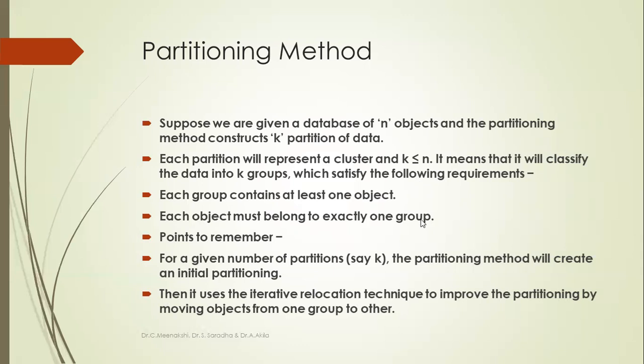And it is going to be given the number of partitions, say k. Now the partition method will create an initial partitioning. Then it will have first this iteration, that is, it will be partitioned into two parts, like in binary search. We find the middle element, and we have a partition like the upper half and the lower half.